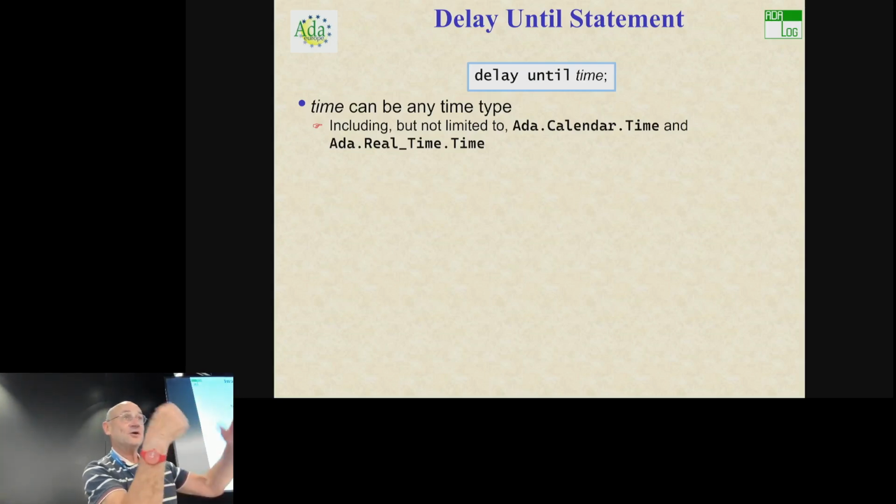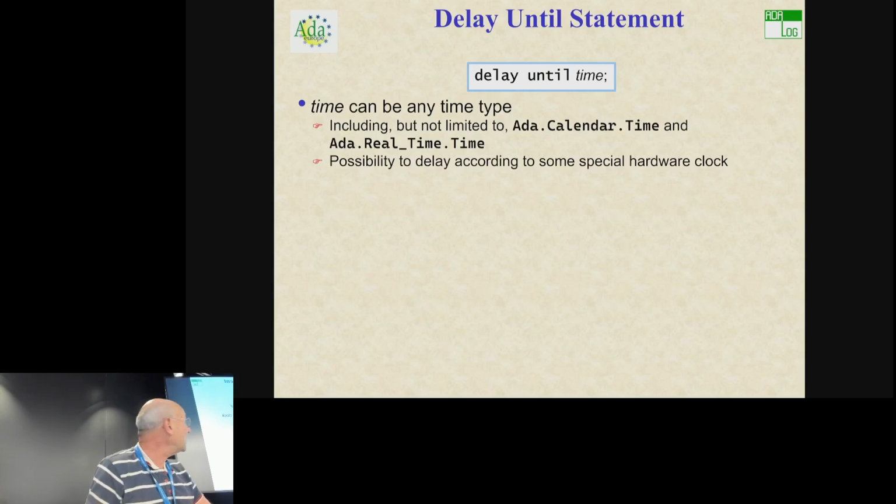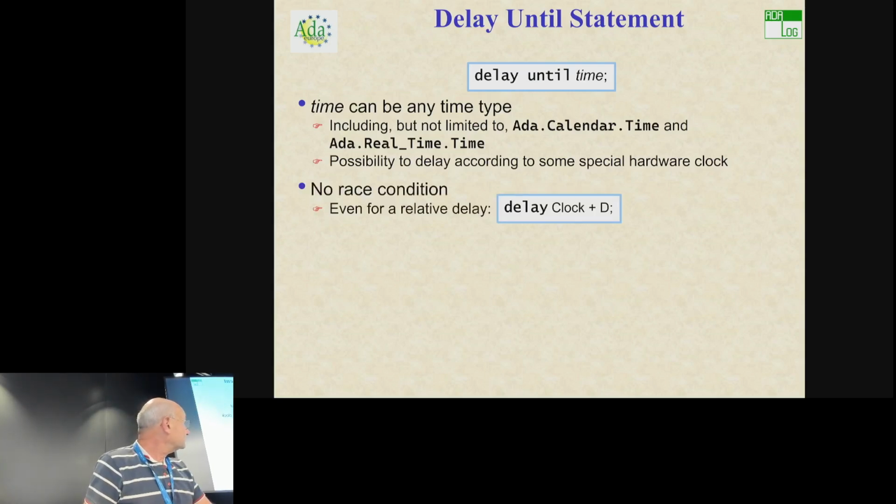It can be, of course, the calendar.time, it can be real-time.time, or if you have a special board with a clock on your computer, you can make it relative to your high accuracy clock. And in that case, you can say that there is no race condition. You can be interrupted at any point in time. Since it's an absolute time, there is absolutely no race condition.